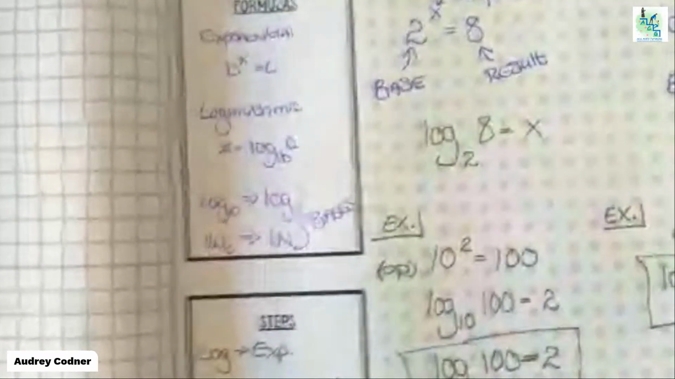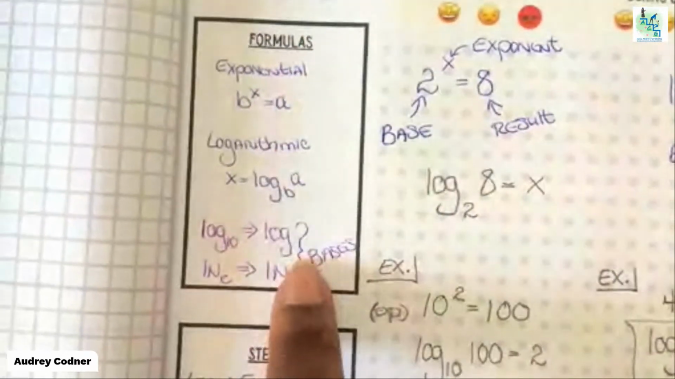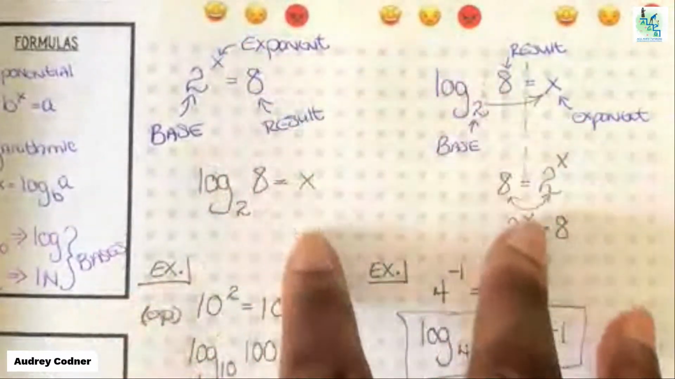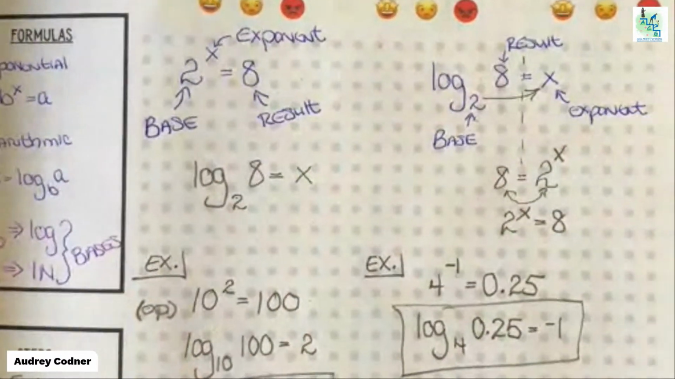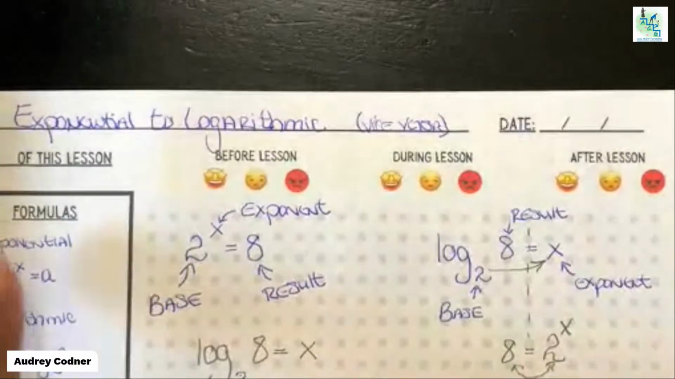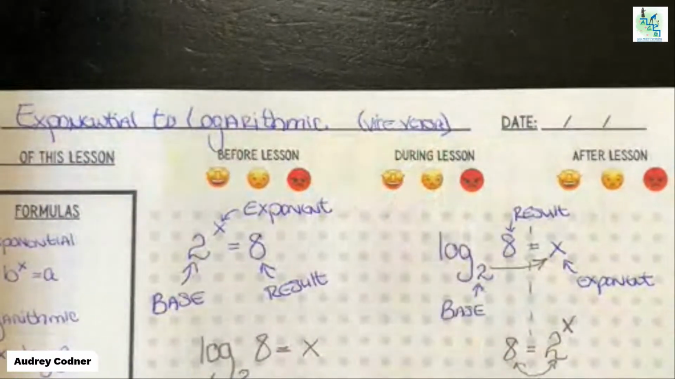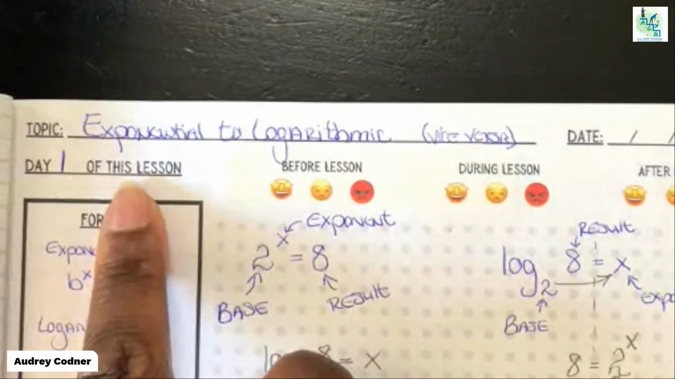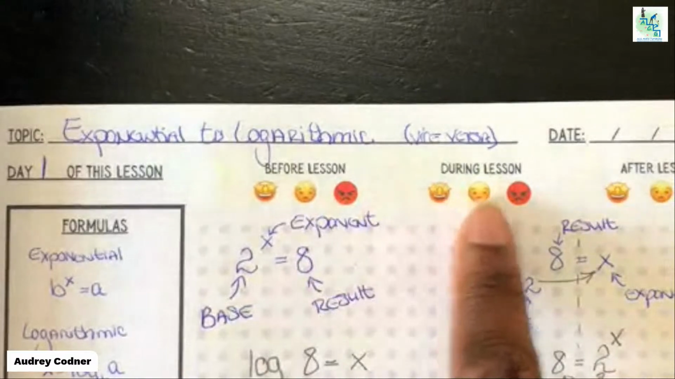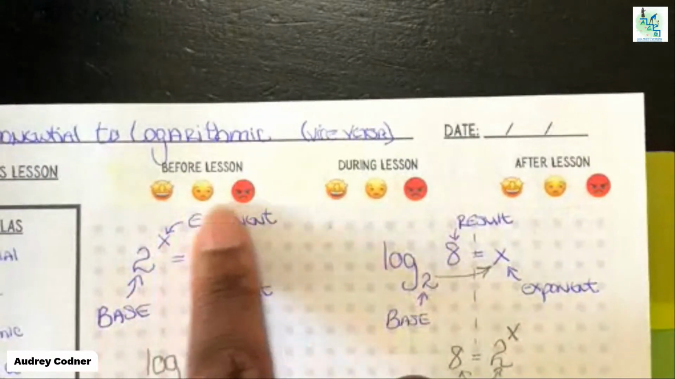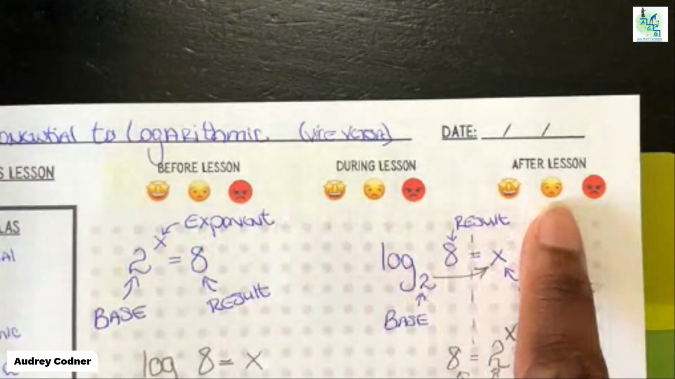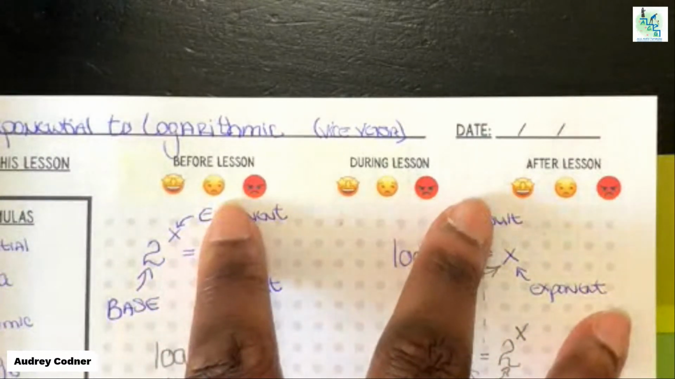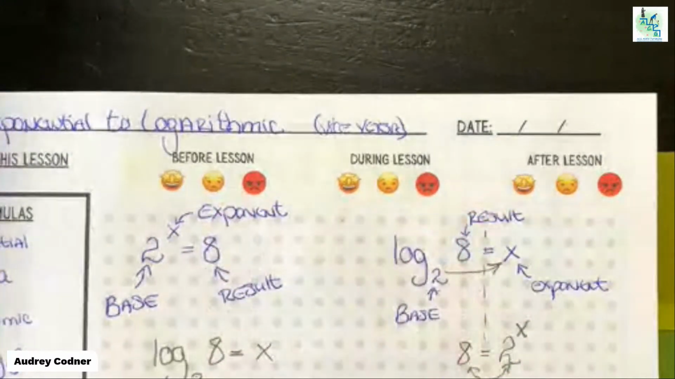So it gives you a section for you to write your formulas. It gives you a section to write out your steps, as well as some room to work out some of the problems. Now, on the very top, obviously, you have what the topic is. You can put, oh, this is day one of this lesson. As well, you can do a mood tracker: how are you feeling before the lesson, during the lesson, and after the lesson? So this would be great for homeschool parents, classroom parents. It'll be great for all.